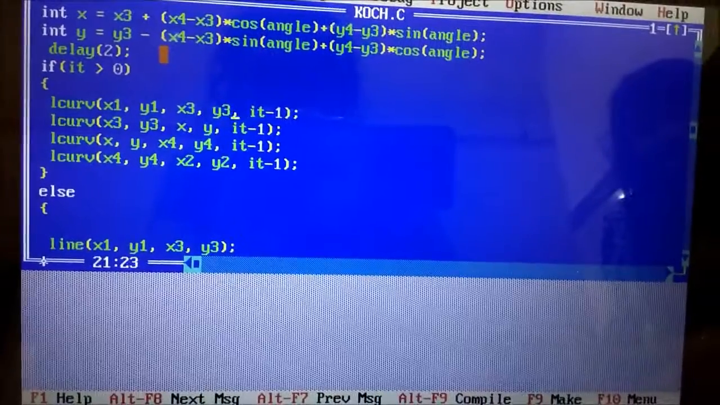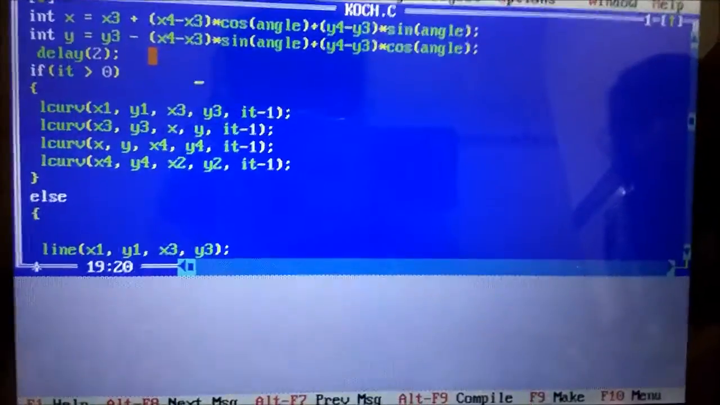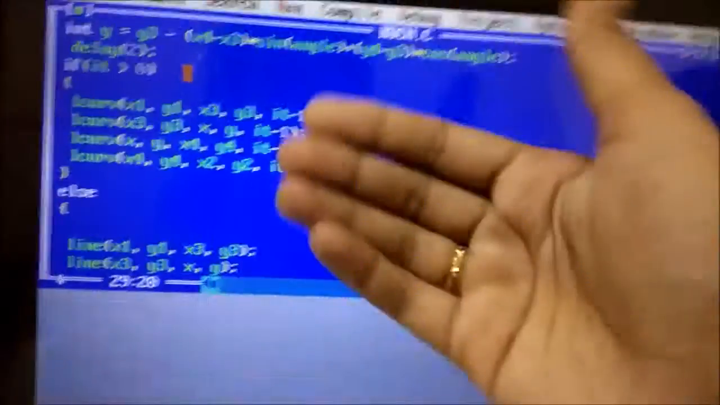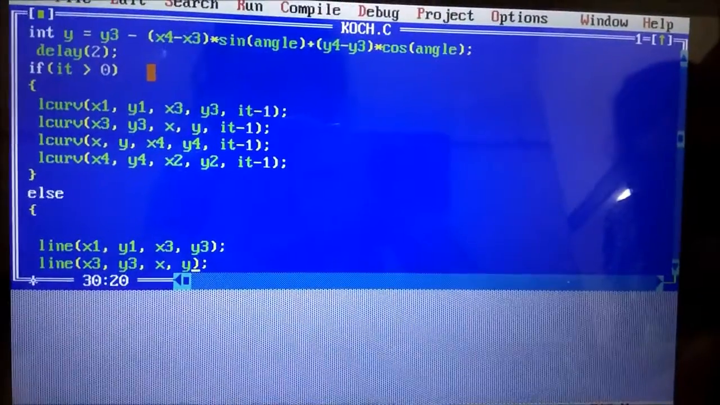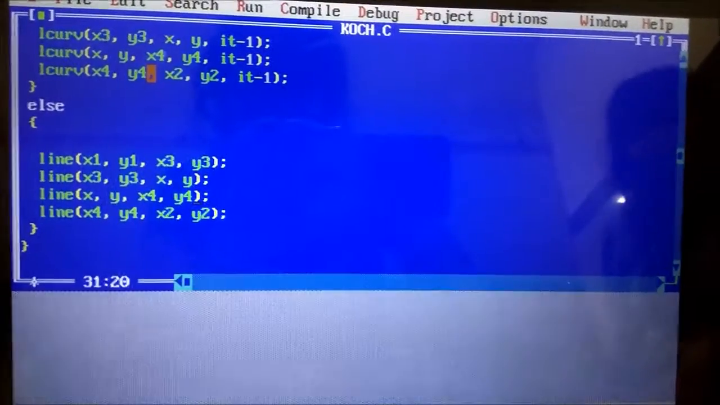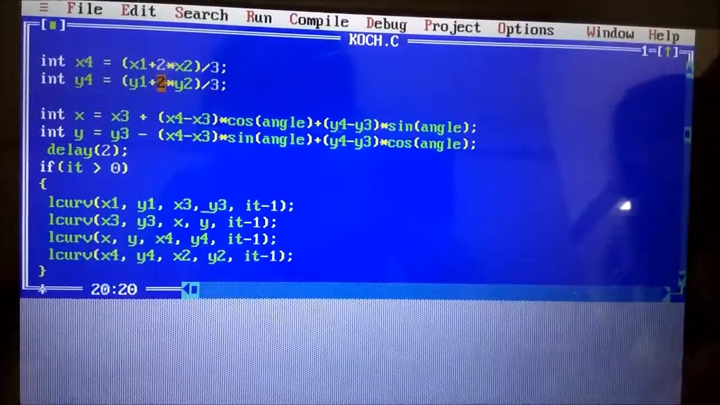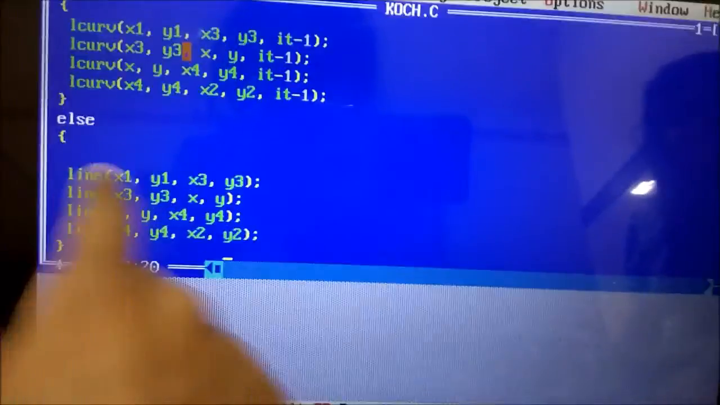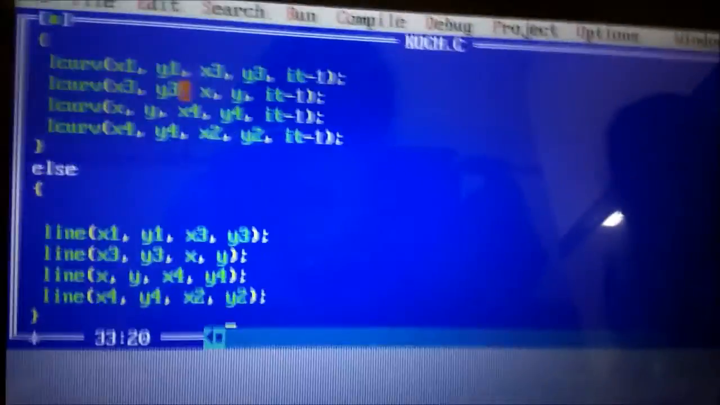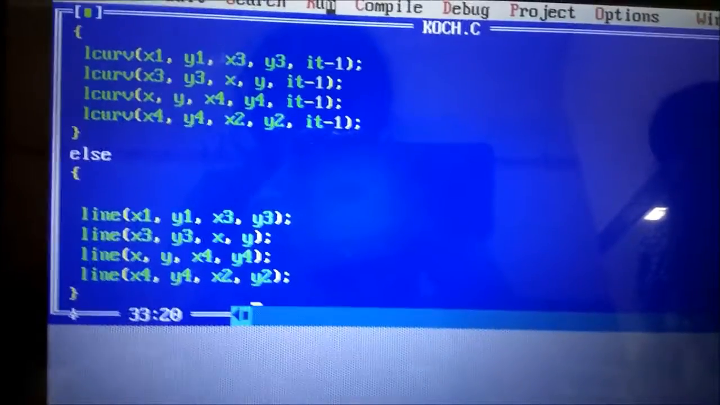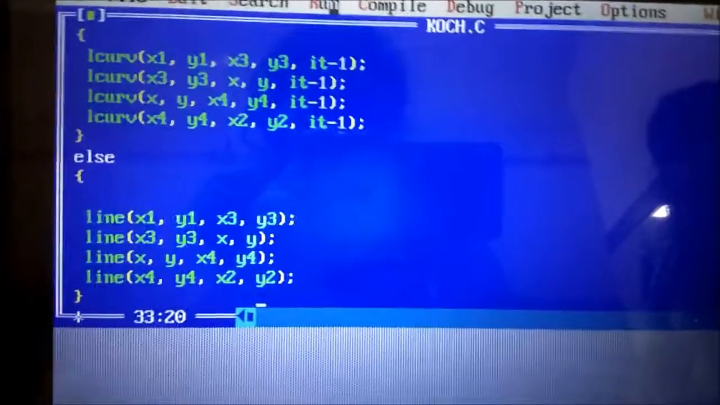If the number of iterations is more than 0, we'll plot the curve by recursively calling the function again and again. And when the iteration number is 0, we'll plot the lines. These lines are plotted with the x and y we are calculating with every iteration.